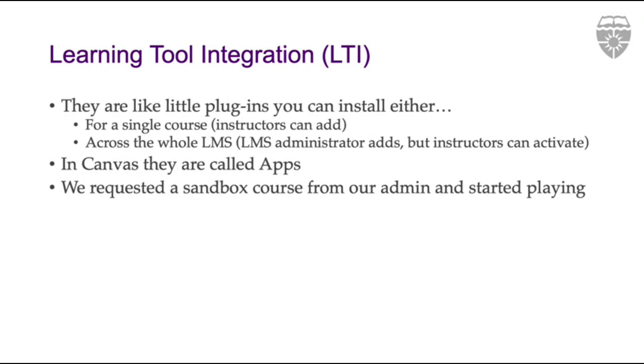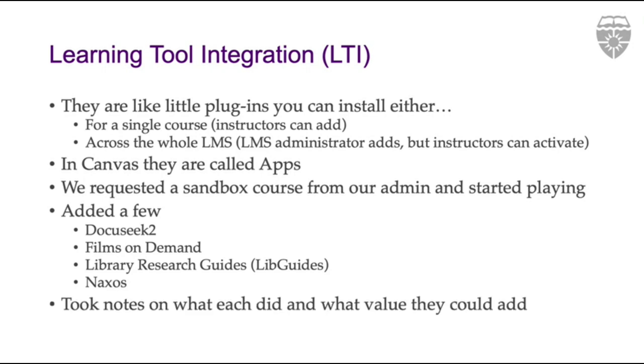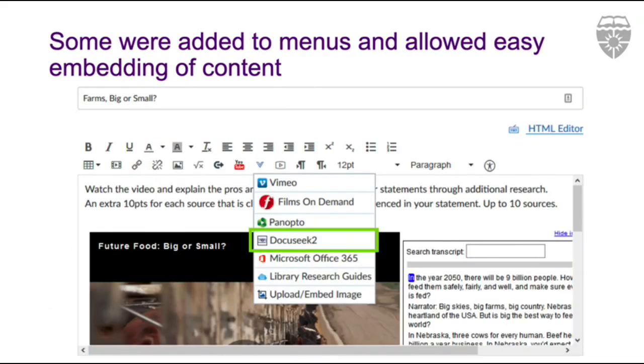So what we did was figure out what apps we wanted installed. What library apps would be beneficial to our users? What could we go to the system administrators and ask to install system-wide? So we requested a sandbox course from the admin, and we started playing around. We added a few, like Docuseek, Films on Demand, library research guides, our LibGuides, as well as Naxos Music. And we took notes on what each did and what value it could add.